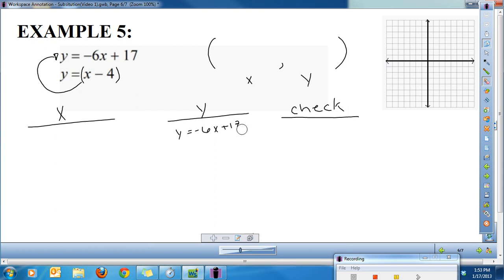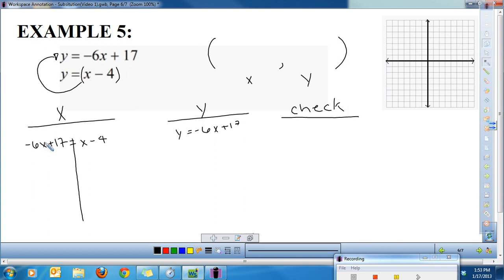I'm going to substitute in this equation for y in order to solve for x. So what that's going to look like is I have this first equation, negative 6x plus 17. This equals y. This also equals y. They equal each other, so I'm going to put them equal to each other. And on the other side, I have x minus 4. Now you'll notice that we only have x's left. If we only have x's, we can solve for x and then use that x to solve for y. So I'm going to go ahead and solve this equation.